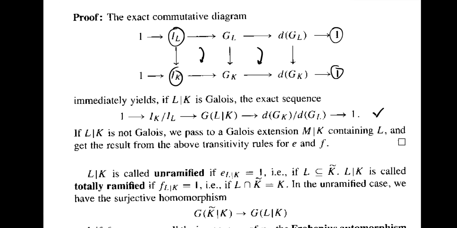If L over K is not Galois, we pass to a Galois extension, continue, and get the result from the transitivity rules for e and f.